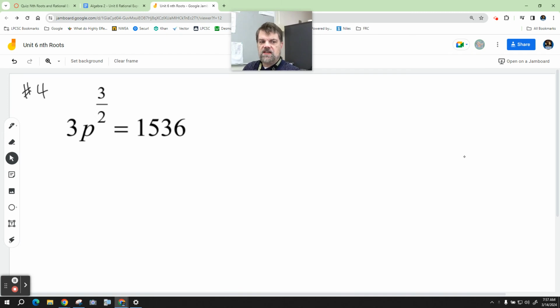Remember, we're going to do PEMDAS in backwards order. So I have to get rid of the fraction 3 over 2, or the 3, because I want p by itself, right? I want it to look like p equals some stuff. So we're solving for p. The first thing I'm going to do is divide both sides by 3.